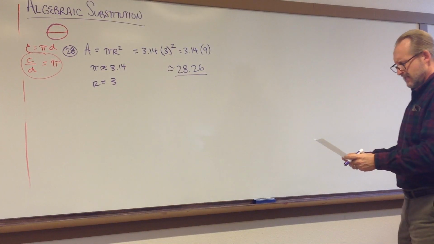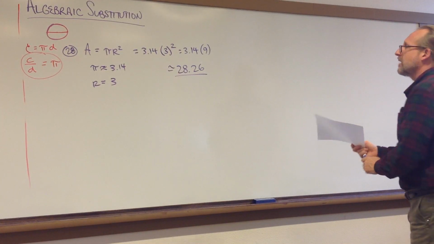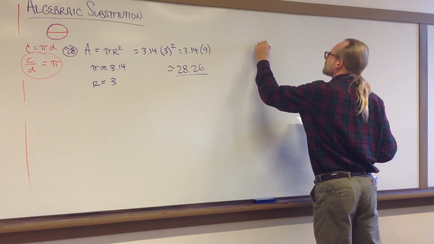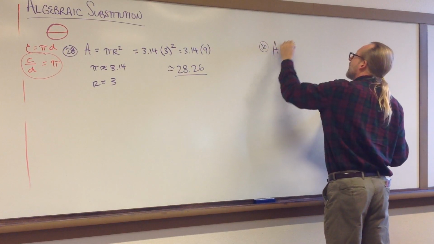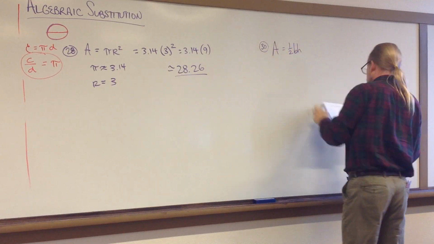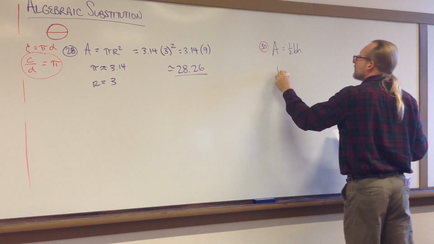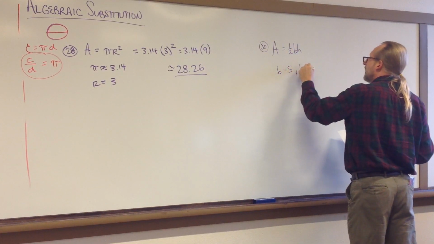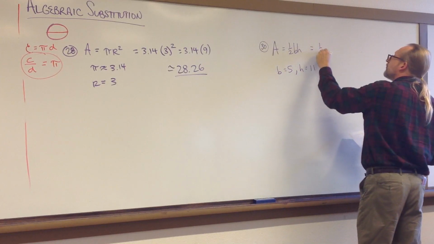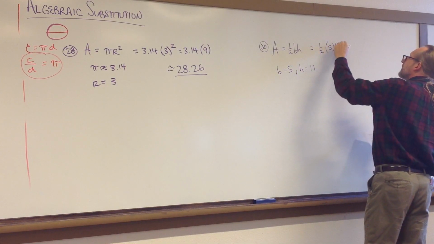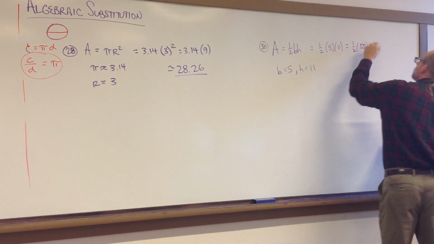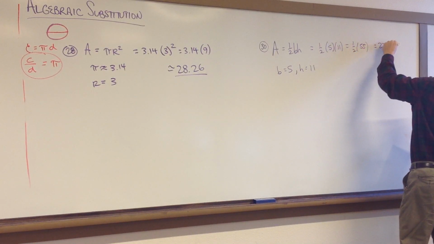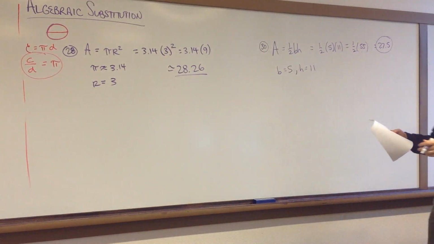Okay, let's see here. Problem 30. We've got area for a triangle. 1/2 the base times the height, where we've got a base of 5 and a height of 11. So that's 1/2, 5 times 11. And you can just take that 55 and divide it by 2, and there it is, 27.5.